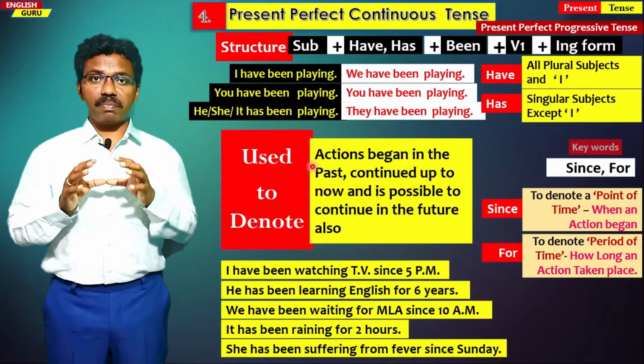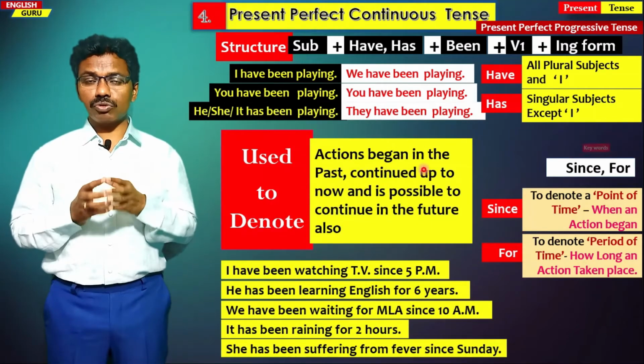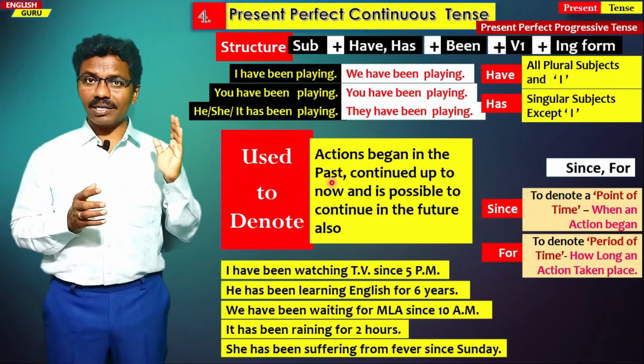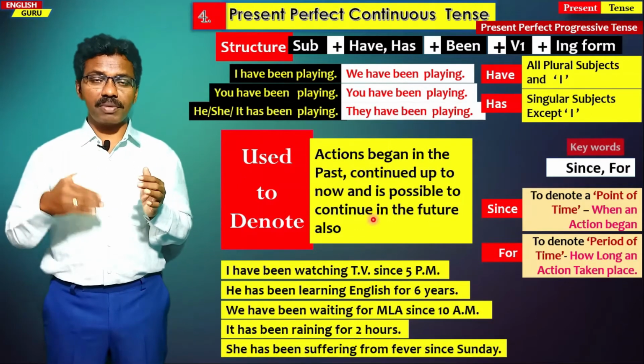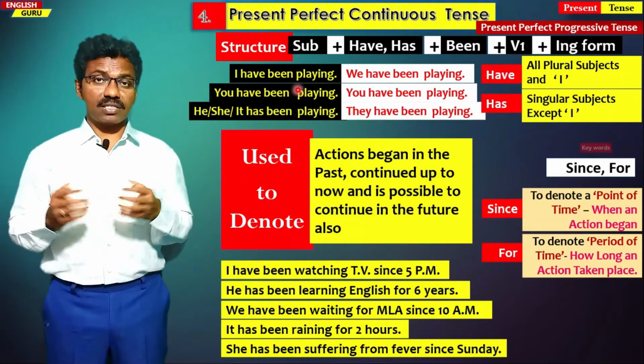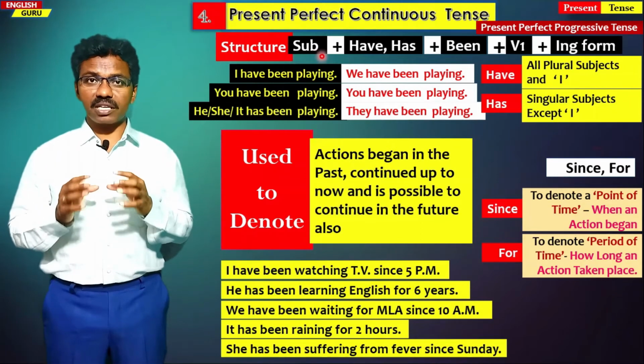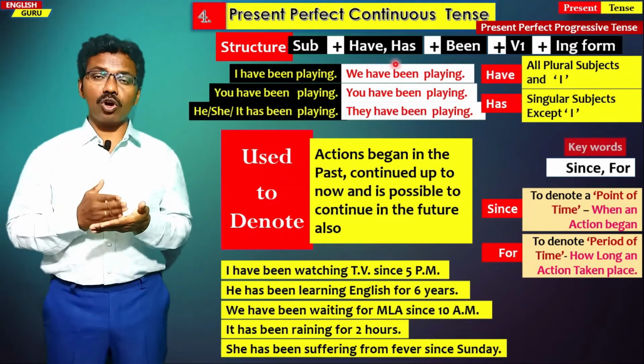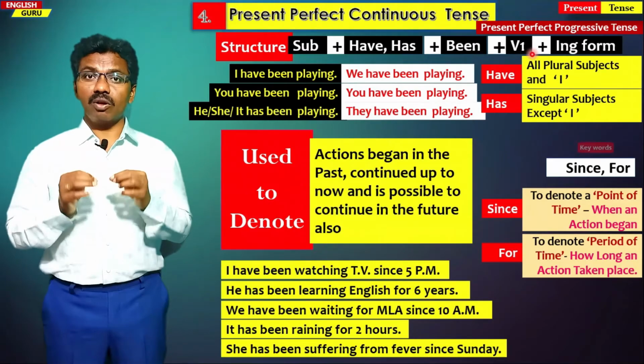So present perfect continuous tense is used to talk about an action which started in the past, continuing in the present, maybe continuing in the future also. And the structure of a sentence in the present perfect continuous tense is subject plus have or has plus been plus verb 1 plus ing form. So I think you understood now.